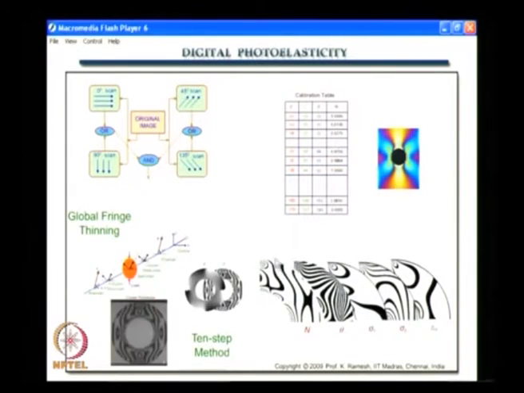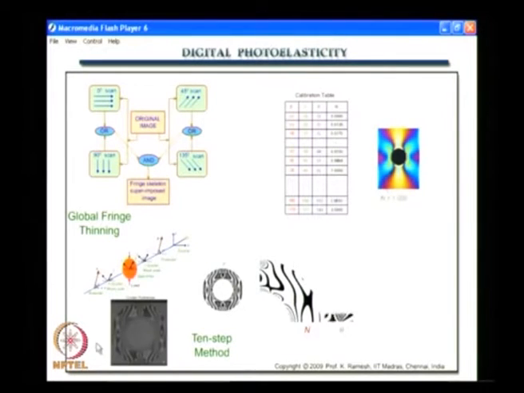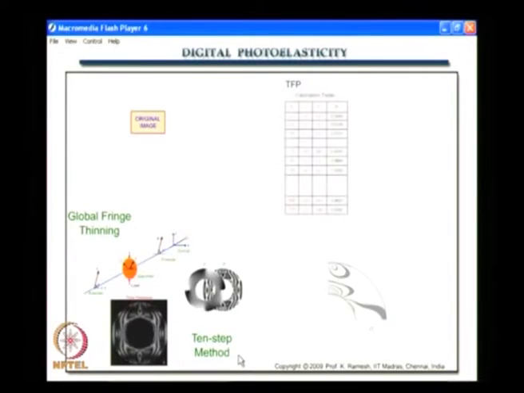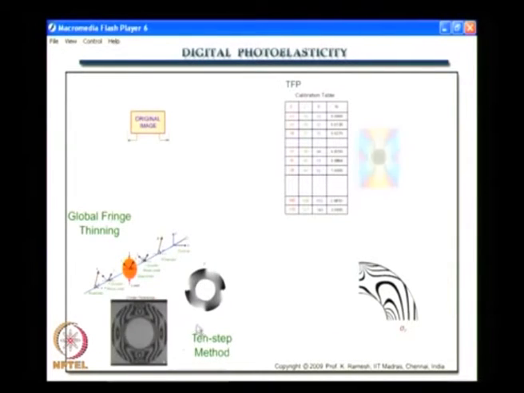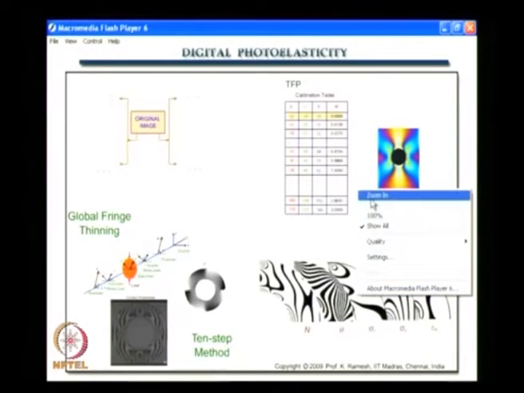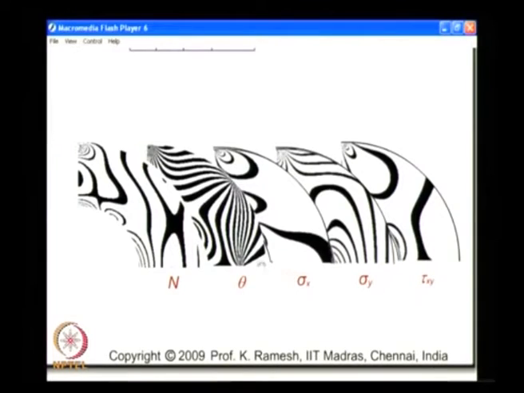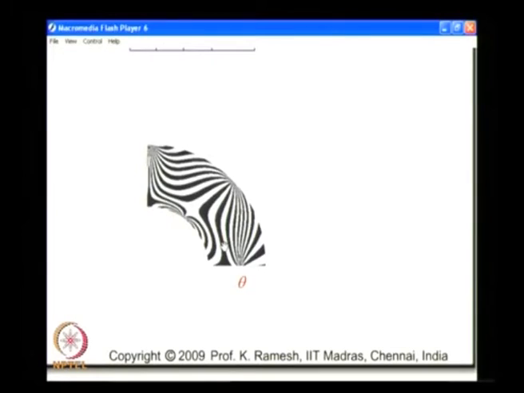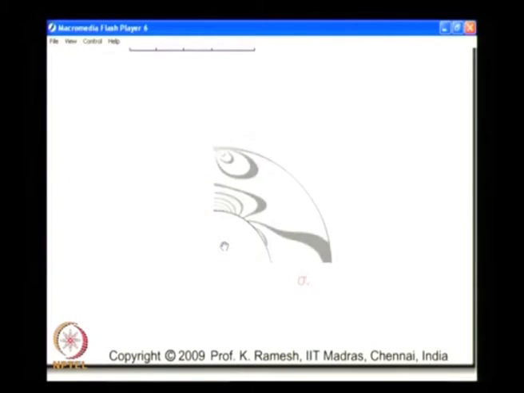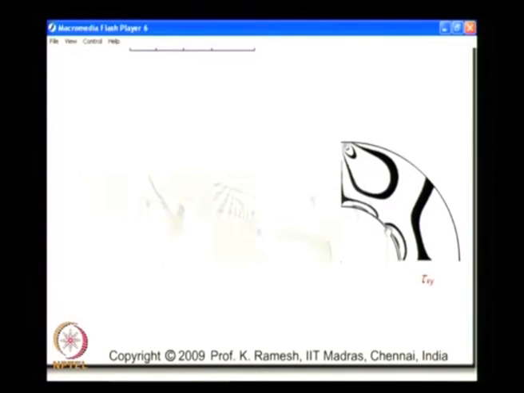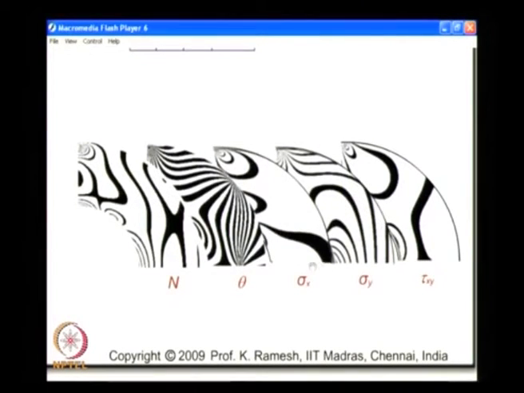And finally, we will also look at what are known as intensity based processing methods, which are essentially phase shifting techniques, and you have what is known as a 10-step method. The method is so well developed that you get the fringe order n and theta for every point in the domain. Using this, you can find out sigma x, sigma y and tau xy stress contours. I can also do the separation of stresses.